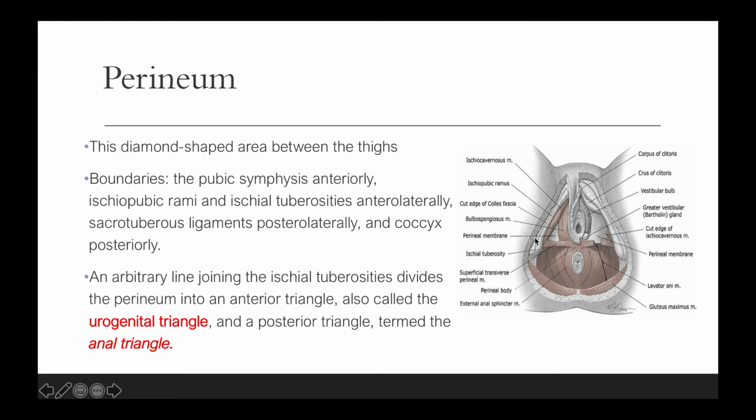Okay, so boundaries are the symphysis pubis anteriorly, the ischiopubic rami and ischial tuberosities anterolaterally, the sacrotuberous ligaments posterolaterally, and the coccyx posteriorly. Okay, so an arbitrary line joining the ischial tuberosities divides the perineum into the anterior triangle. This is the anterior triangle. And the posterior triangle, which we also call the anal triangle. Okay. So the anterior triangle is also called the urogenital triangle.